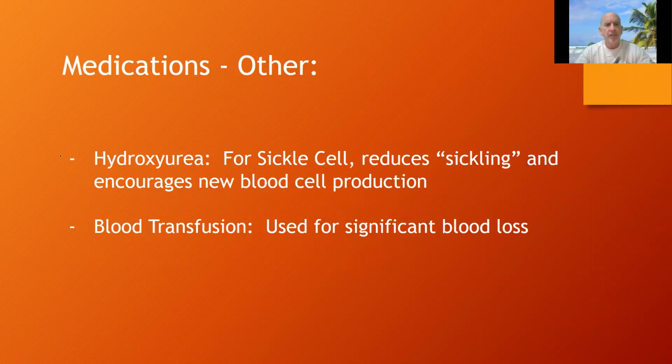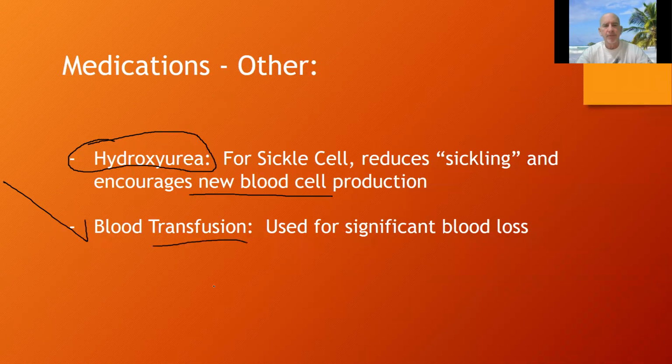There are some specialized medications, like hydroxyurea, which is used for sickle cell. What we're trying to do is encourage more red blood cell production, hoping to get more normal blood cells to dilute the sickle cells. That makes sense. And of course, for significant blood loss, like you're in a car accident, we just use a transfusion. Give you some red blood, some blood.